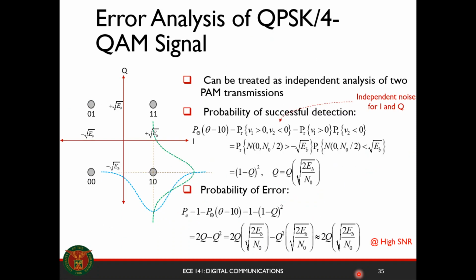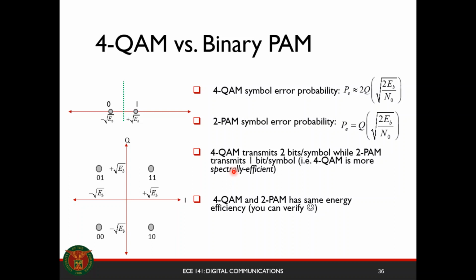Right? So there you go. That's actually the price of transmitting I and Q at the same time. Okay, so that's the comparison that is being shown here. 4 QAM or PSK has approximately twice the probability of error compared to your 2 PAM. Okay, what's the trade-off here? Your 4 QAM actually transmits 2 bits per symbol, while your 2 PAM transmits only 1 bit per symbol. That makes 4 QAM more spectrally efficient.